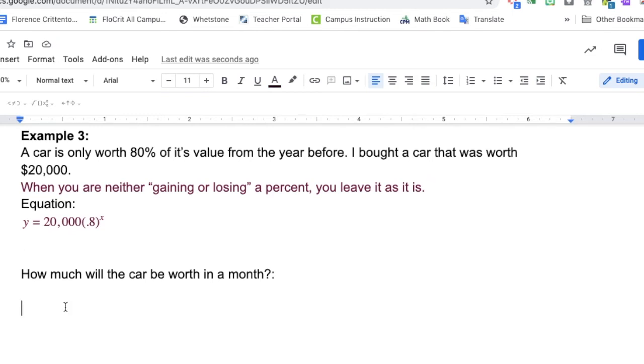So the word problem asks, how much will the car be worth in a month? So what do I plug into x?